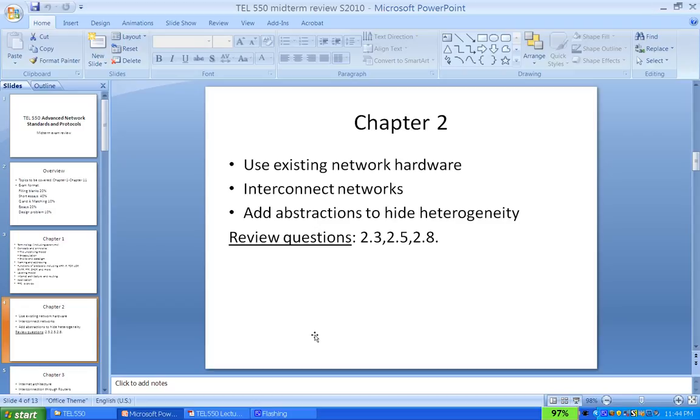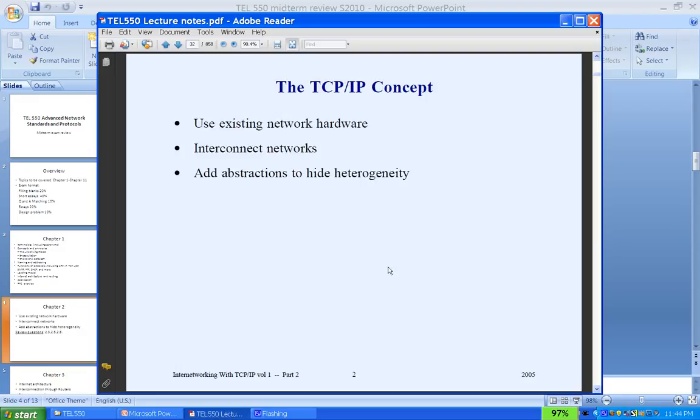Okay, let's look at Chapter 2. In Chapter 2, we talk about network hardware. In this chapter, we focus mainly on two types of communication. One is connection-oriented, and the other is connectionless. We need to know the pros and cons of each of these two approaches.